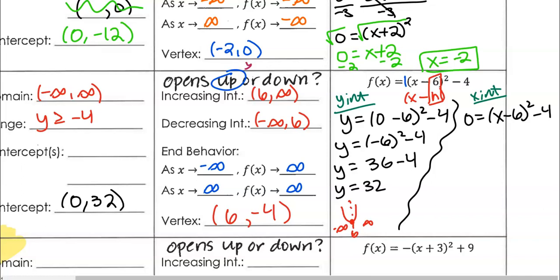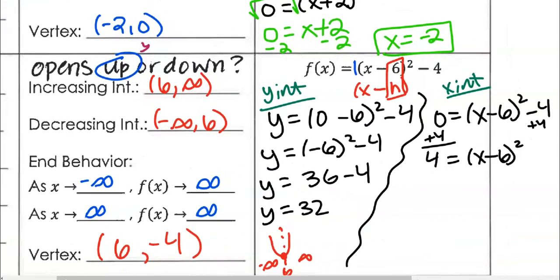Okay, so now we're pulling things away, right? You see how it's all bunched with the x? I want the x by itself, so pull things off. So I need to move negative 4 first. How am I going to move it over? We're going to add the 4 to the other side first. So 4 equals (x minus 6) squared.